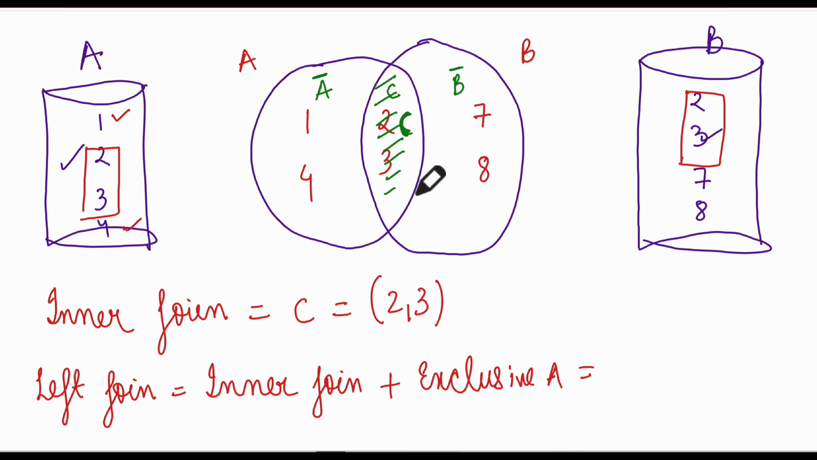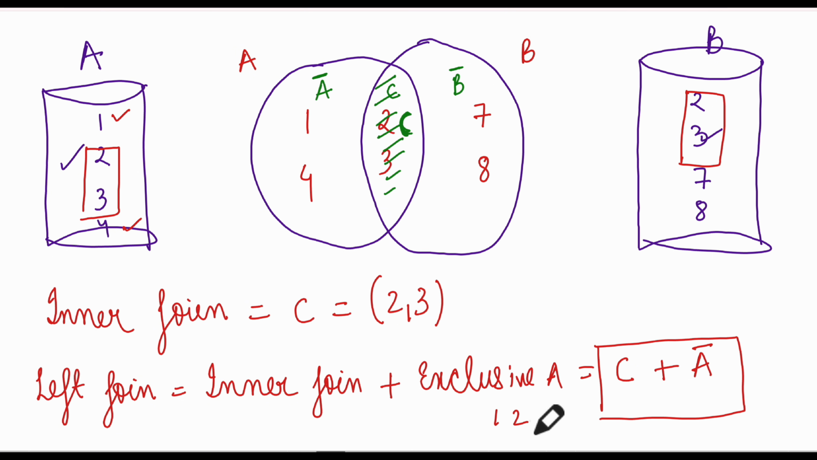So what will it mean? It will technically mean the section C, which is the inner join, and the section A hat, which is the part exclusive to the left side. Again, exclusive to the left side means 1 and 4, the part which is part of table A but not part of table B. This is called left join. So what will be the left join here? If we see, it will be 1, 2, 3, 4.